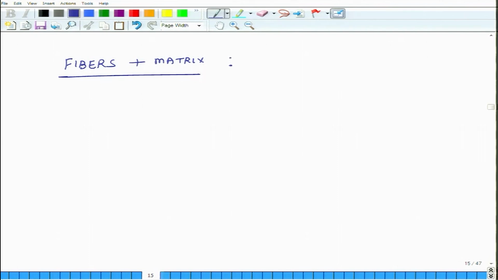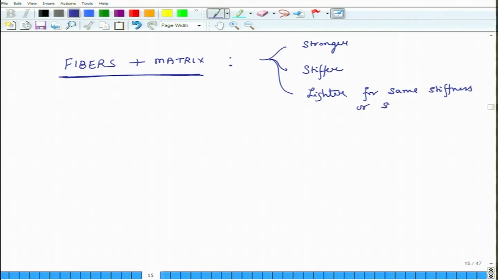And the answer to that is, we use these fibers in a lot of cases either to make them stronger and or to make them stiffer. Now, these are two different words with two different meanings, and the third reason could be to make things lighter, for the same stiffness or strength.